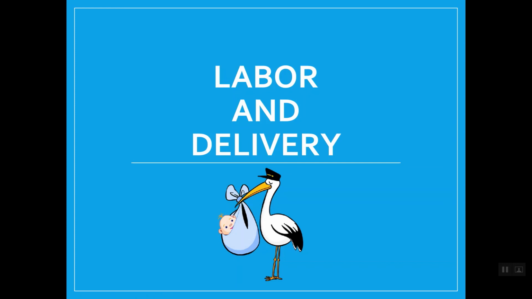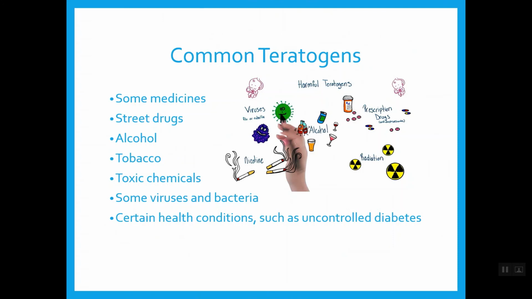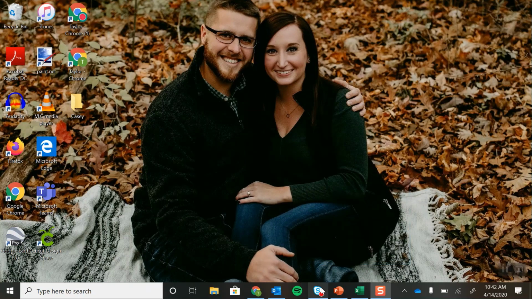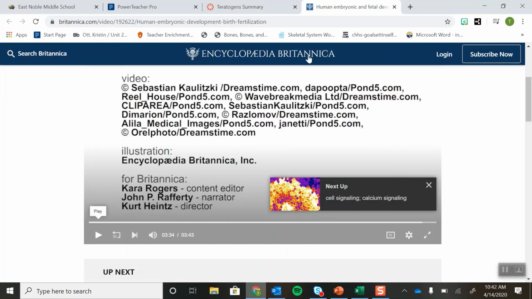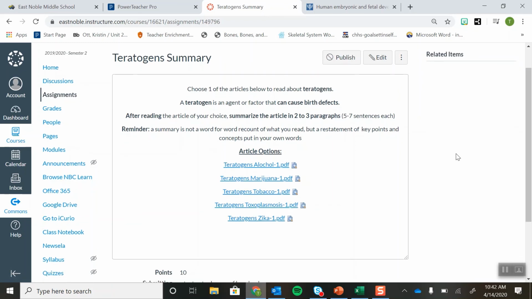All right, so with that, I talked a little bit about teratogens and common teratogens, but I want you to look more into that. On Canvas, I have some common teratogens and articles about them. You are going to do a teratogen summary. These are different teratogens, and the articles talk about how they impact the mother and the baby during pregnancy: alcohol, marijuana, tobacco, toxoplasmosis, and Zika.